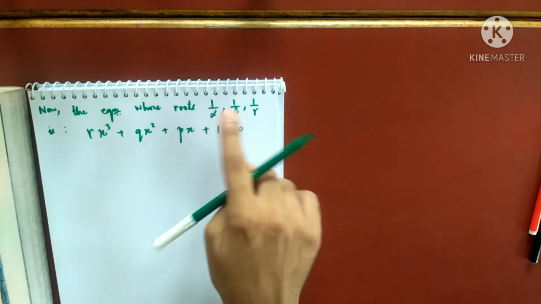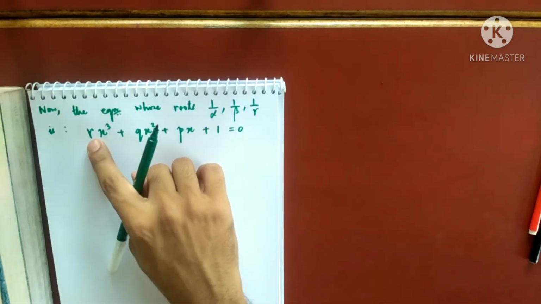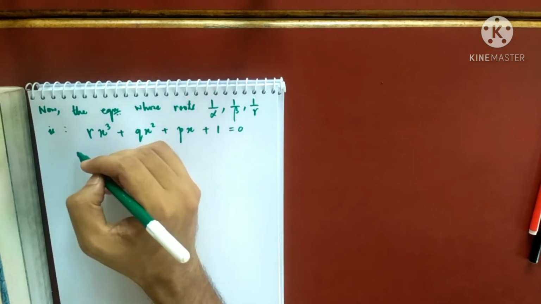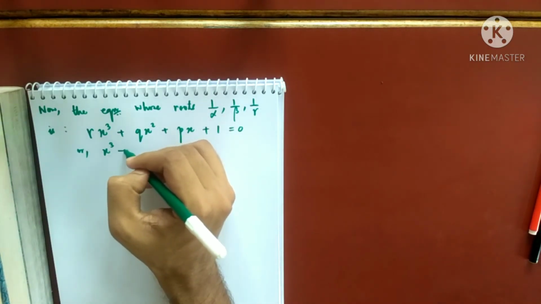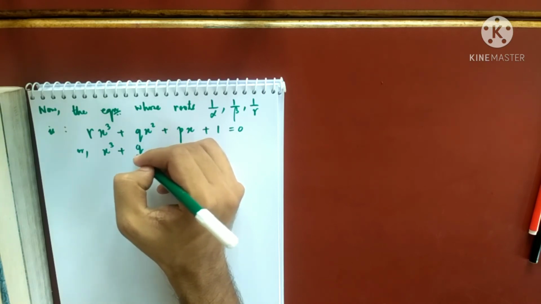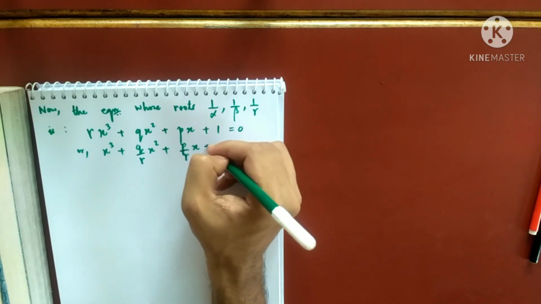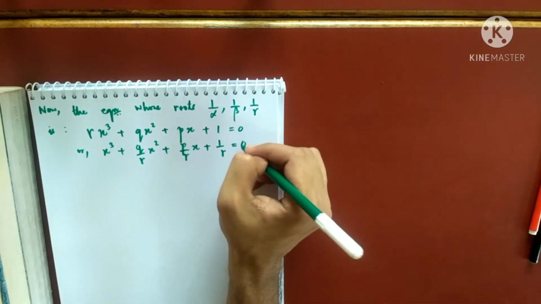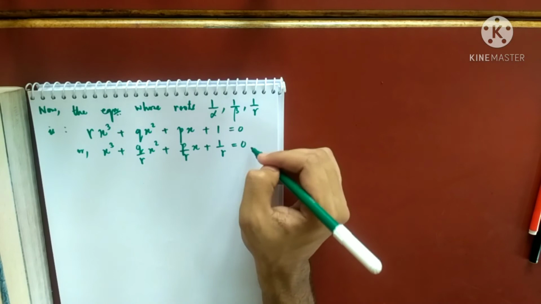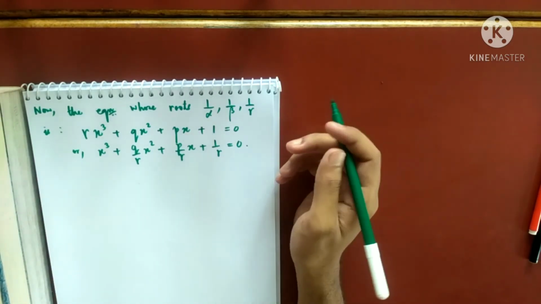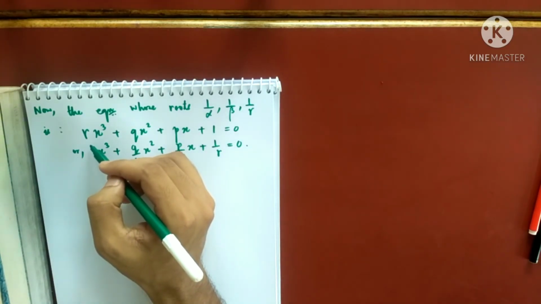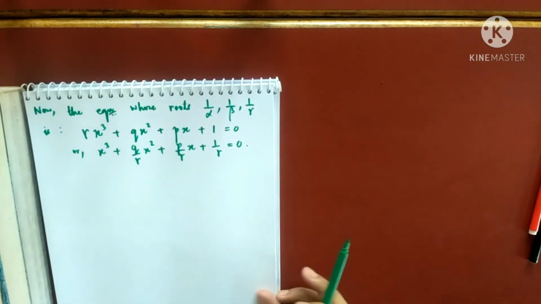An equation whose roots are 1 by alpha, 1 by beta, 1 by gamma: I have reversed it, or you can write x cube plus q by r x square plus p by r x plus 1 by r. Definitely I am assuming that r is not 0, so that none of the roots is 0. I have already explained this. So now I have an equation whose roots are 1 by alpha, 1 by beta, 1 by gamma. Now the concept is, I will use number 1 on this.